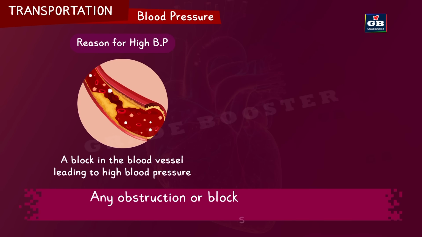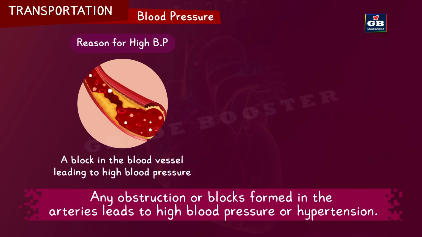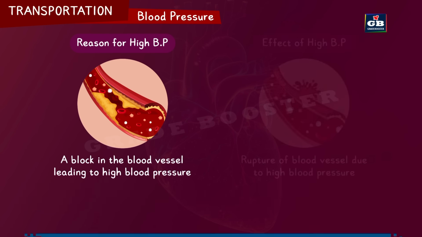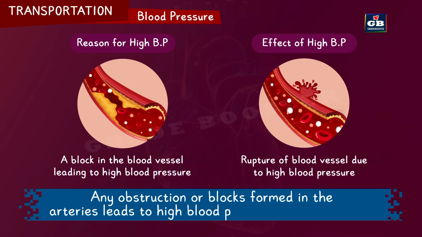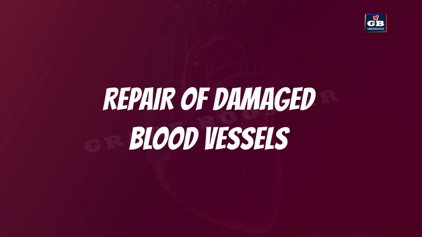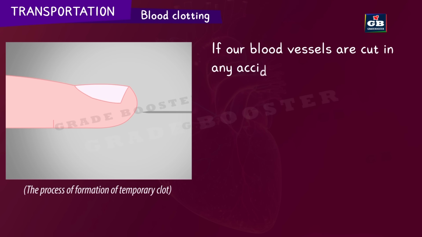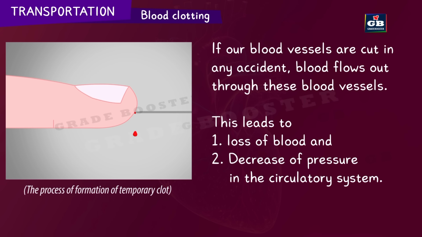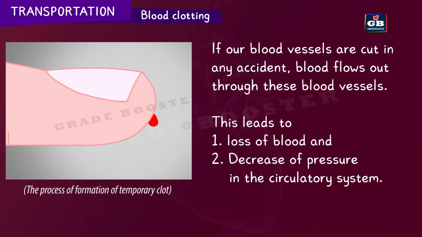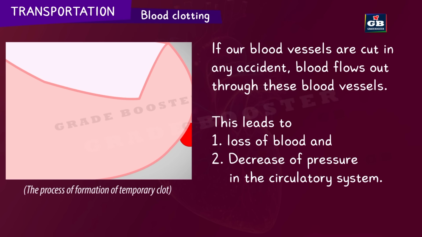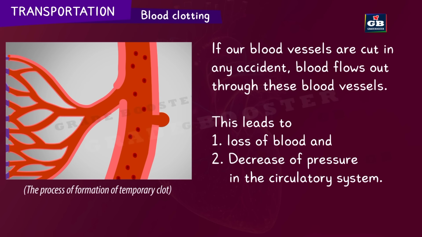Any obstruction or blocks formed in the arteries leads to high blood pressure or hypertension. If this is not treated, it may lead to rupture of blood vessels and leads to serious problems. Repair of damaged blood vessels. If our blood vessels are cut in any accident, blood flows out through these blood vessels. This leads to 1. Loss of blood and 2. Decrease of pressure in the circulatory system.